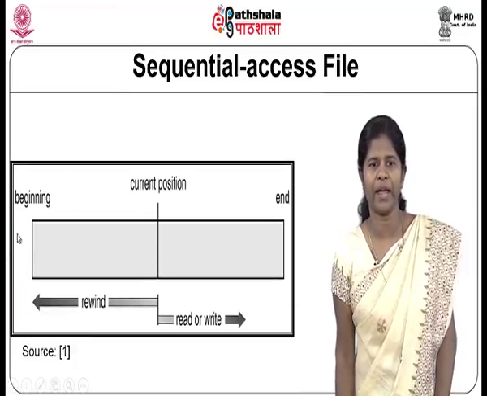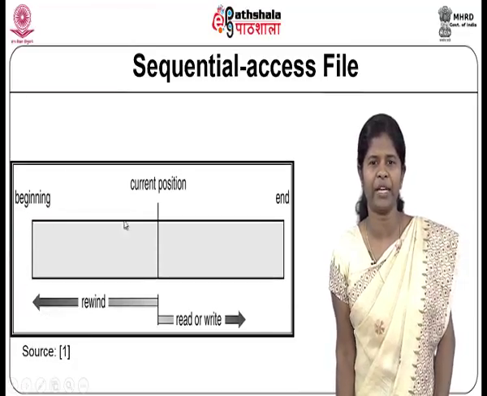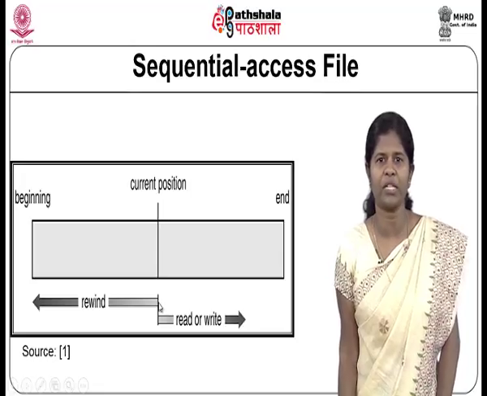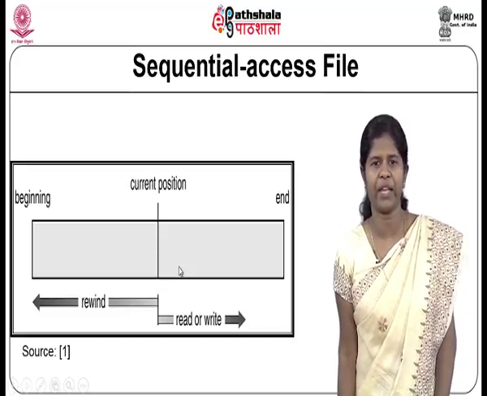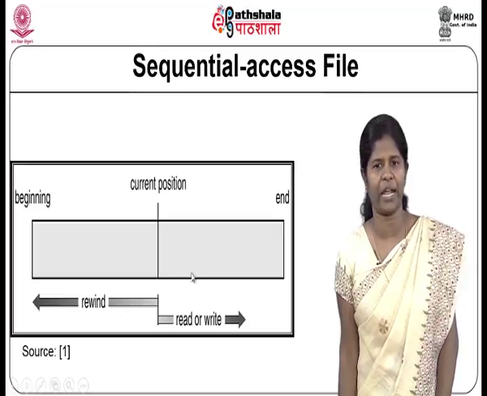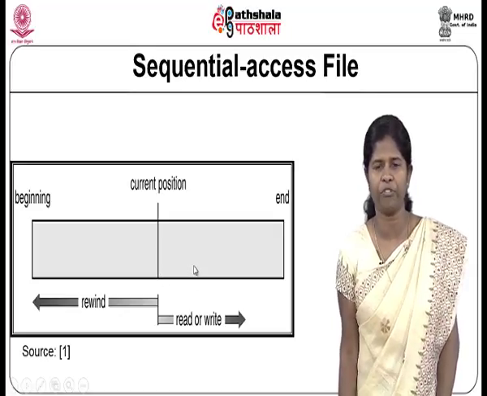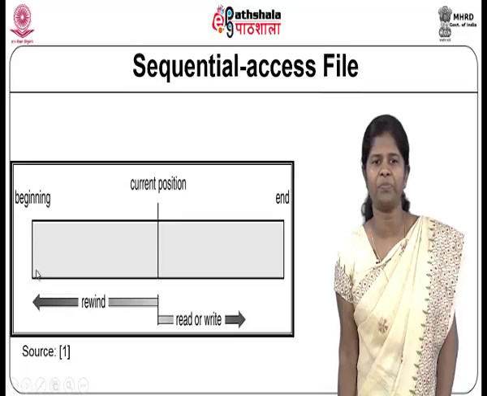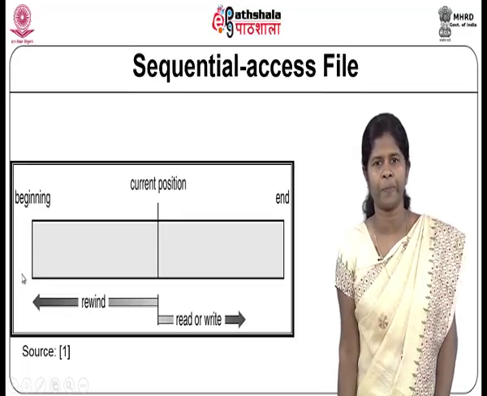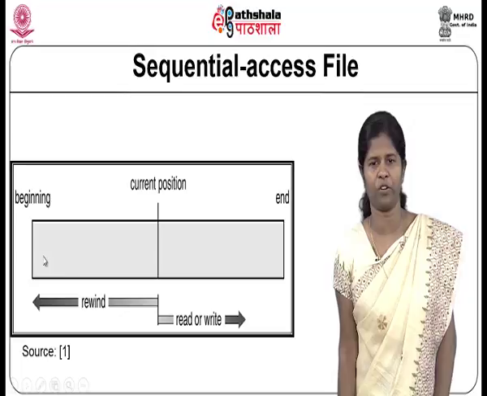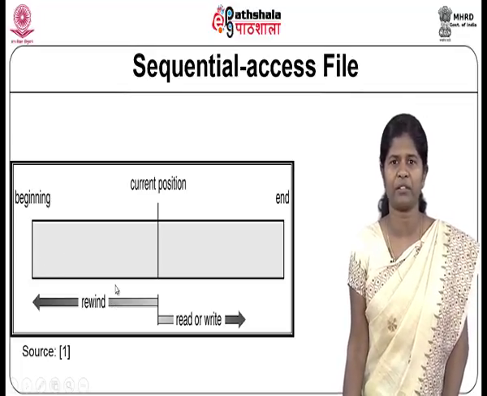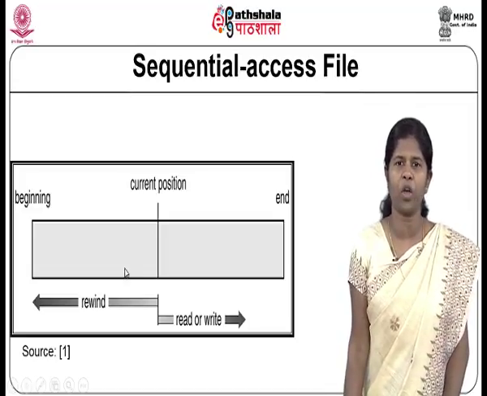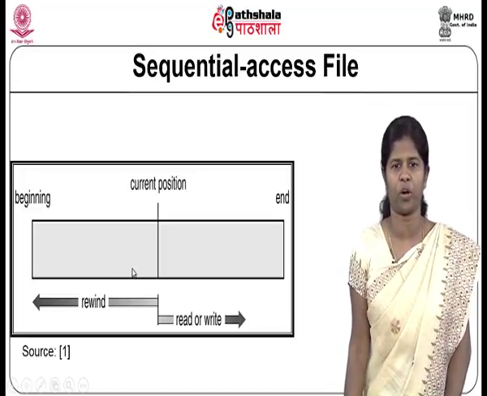So, look at this diagram. You can have the beginning of a file, and currently maybe you are in this position; the current position is shown, where you can read or write the file. So, you can have a read next operation, or you can have a write next operation. That is how you can move, or you can just rewind back to the beginning of the file. So, this access is only sequential, one record after another. In sequential access, you cannot move to any disk block or access any random record.